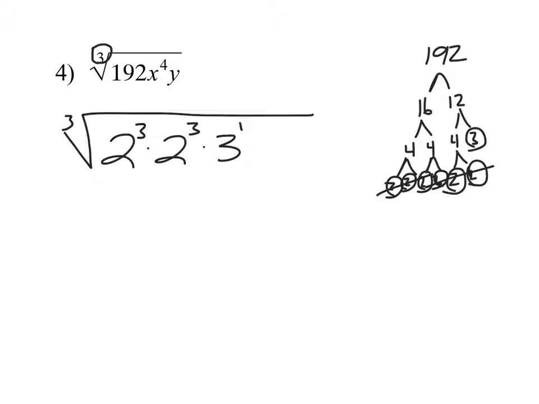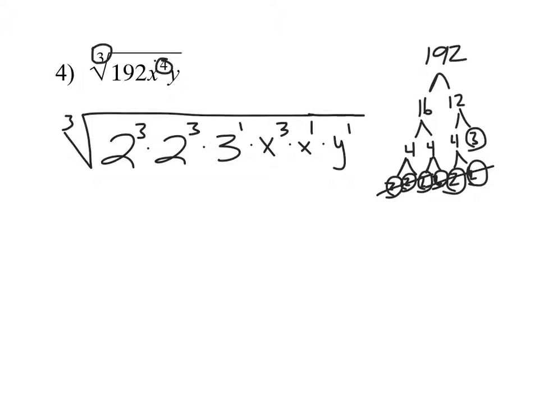Okay, now what I have to do is look at my letters. I have an x to the fourth. That's more than 3. So I can break that x to the fourth apart into x to the third and x to the first. And then I have a y to the first at the end. I can't break that one apart. Anytime my power is more than my index, I'm always going to break it apart to make it match that index, and then whatever I have left over.